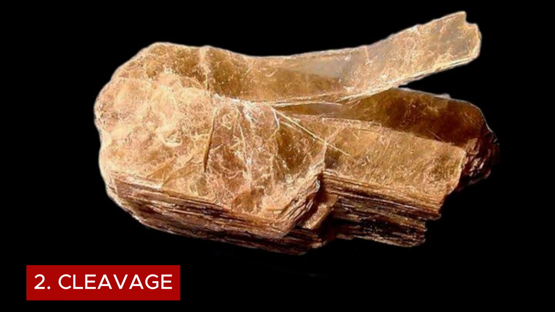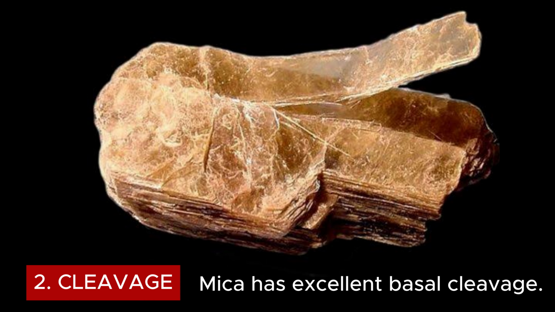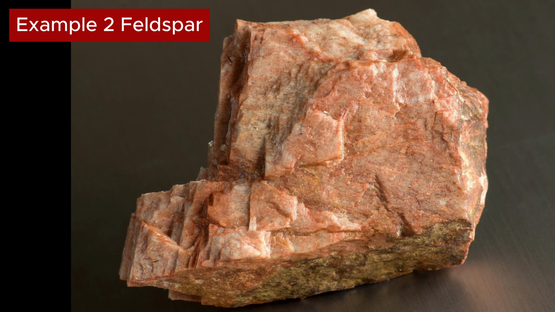For example, mica. Mica has perfect basal cleavage. You can separate mica into extremely thin sheets. It is almost like peeling layers from an onion. Example 2 is feldspar. Feldspar commonly has two cleavage directions that meet at approximately 90 degrees. This is an extremely useful clue when distinguishing feldspar from quartz.